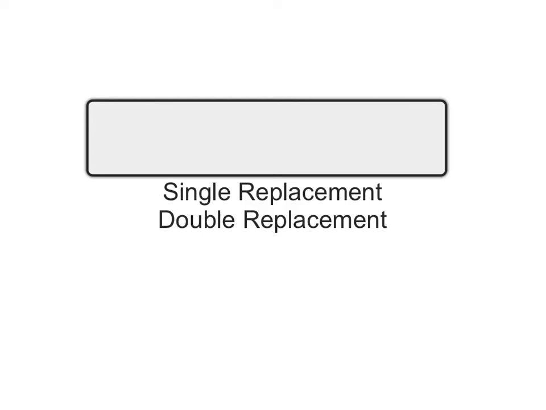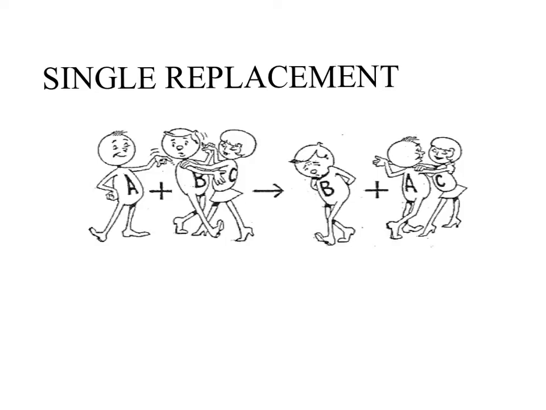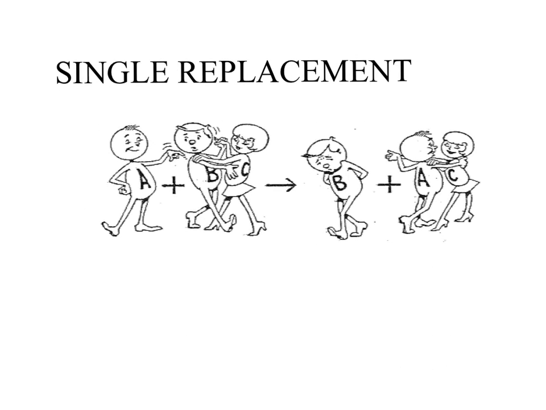This is the Chem 1 lesson over the last two types of chemical reactions, single replacement and double replacement. So single replacement reactions are where you start off with an element and a compound, and they're going to rearrange, and one of the elements is going to be replaced by the single element in the reaction. So if you look at this picture, we've got a single element A and we've got a compound BC.